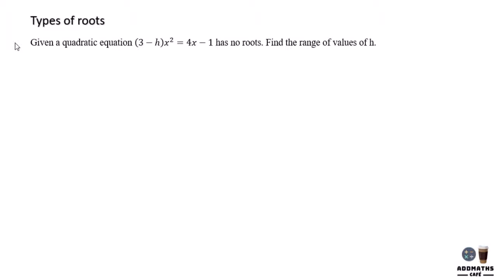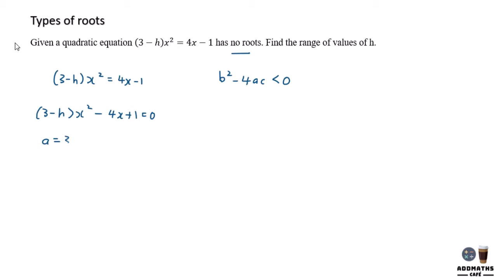Next, given a quadratic equation that has no roots. No roots means you have to apply the formula of b squared minus 4ac less than 0. So in this case, this is not general form. Let's make it a general form. So bring everything to one side and it is equal to 0. Now a is 3 minus h, b is negative 4, and c is 1.